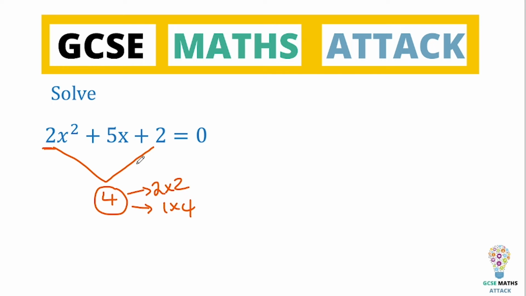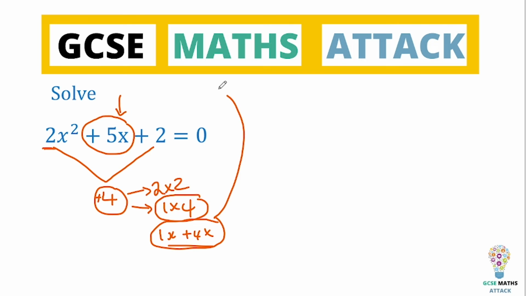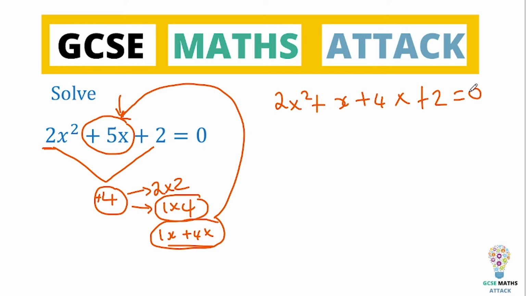I need to find the pair that will give me positive 5. I know that if I do 1x plus 4x, that will give me 5x. Okay, and if I do 1 times 4, both positives, that will give me positive 4. So what I'm going to do next is rewrite this equation, except I'm going to grab these two numbers and substitute them for the 5x. So I've got 2x squared plus x plus 4x plus 2 equals 0.